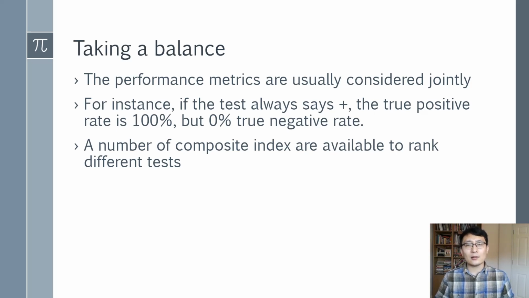So what we want is some balanced metric or index, a composite index, to measure the overall performance. We are not only interested in the true positive rate or true negative rate. We want the overall performance to be better. In that regard, we have a number of composite indices to rank different tests.